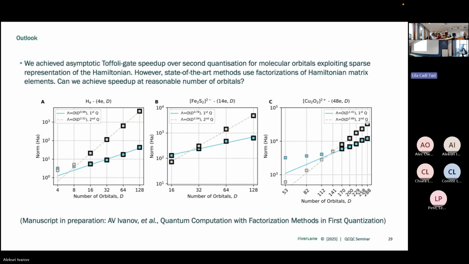So I think hopefully we'll finish this manuscript here, and hopefully we'll finish doing these detailed resource estimates, and we will see that the crossover happens in an interesting regime, in the practical regime when the basis set is quite realistic.